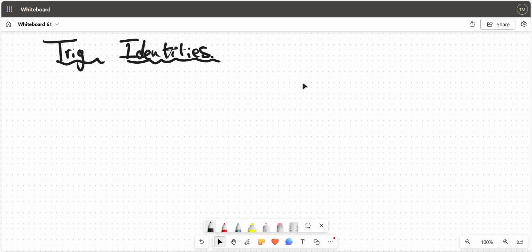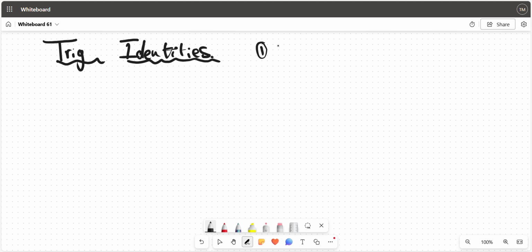So this is my favorite section in Trig. It's just us proving that these identities are in fact correct. So let me first give you the first two identities that we're going to use and apply throughout these proofs.